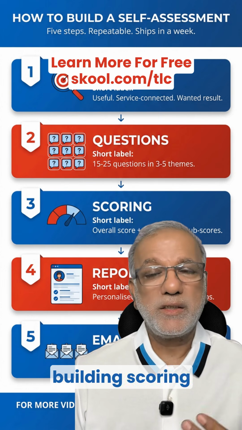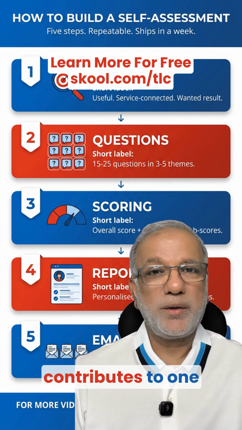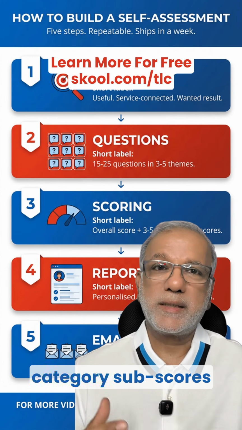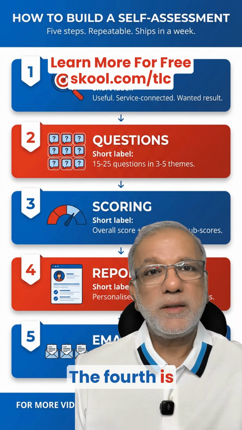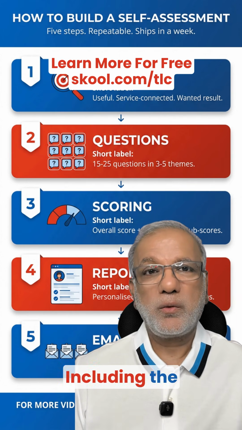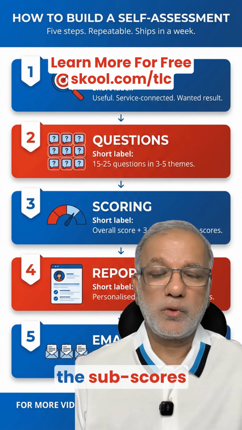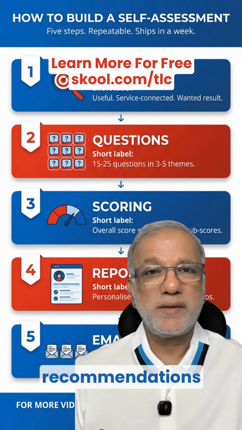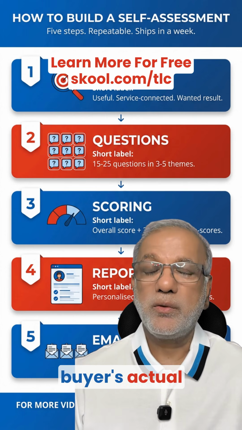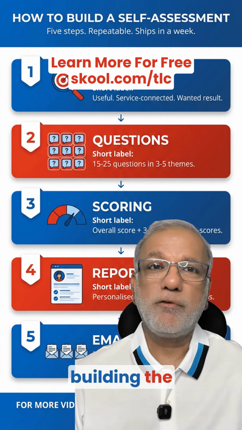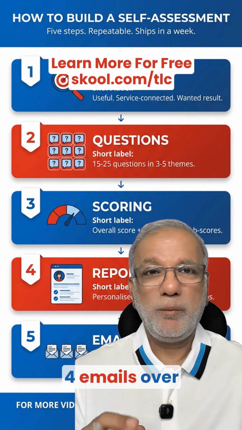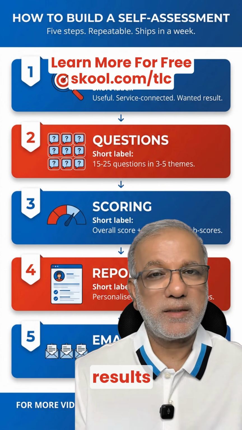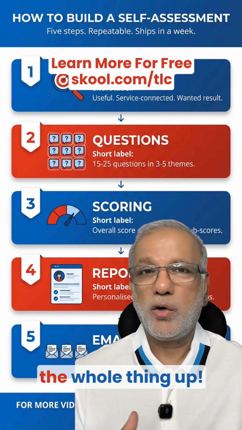The third is building scoring logic. Each question contributes to one or more scores. The output is an overall score plus category subscores. The fourth is writing the personalized report, including the overall score, the subscores by category, and 3 to 5 specific next step recommendations matched to the buyer's actual results. And the fifth is building the follow-up email sequence. 4 emails over 2 weeks, each one referencing the buyer's specific results. Generic email kills the whole thing.